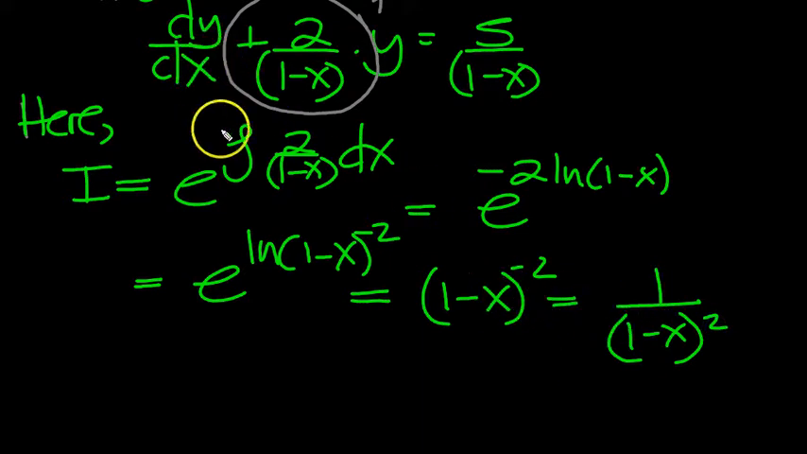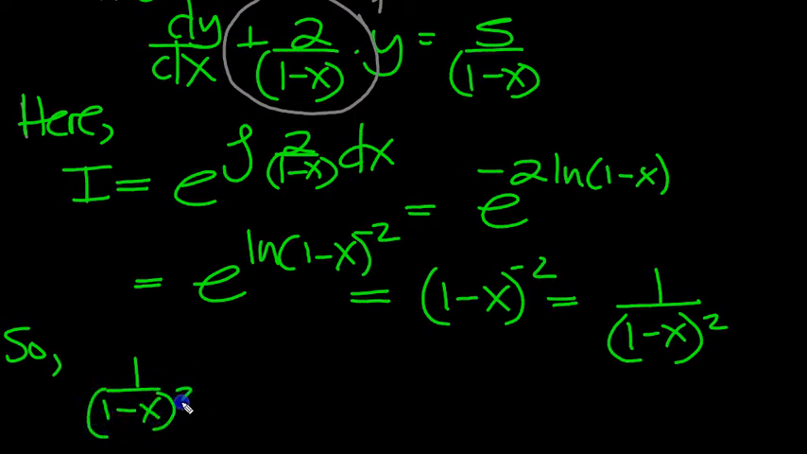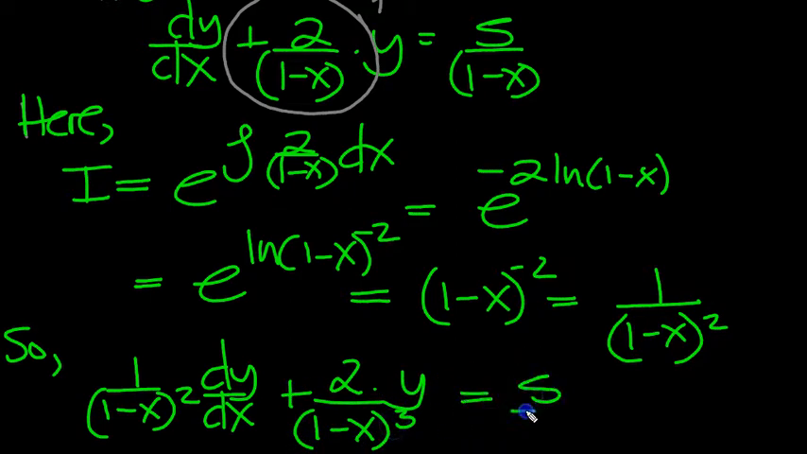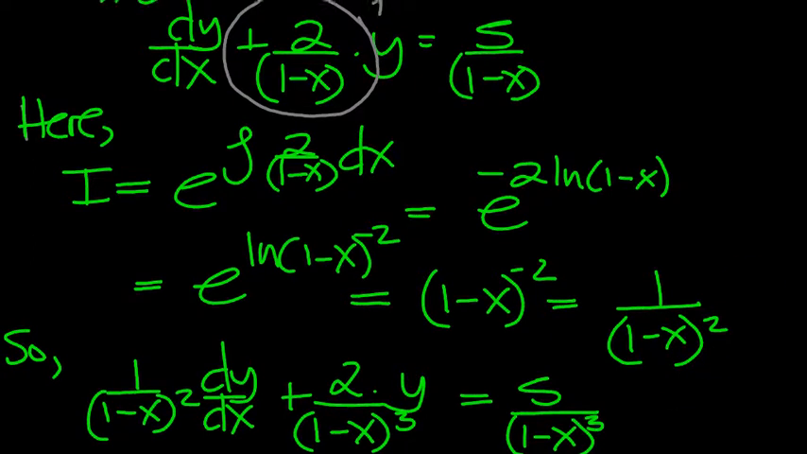So let's multiply through by this then. Let's multiply through by our integrating factor, and we'll have 1 over 1 minus x squared dy dx. Then it's plus 2 lots of y over, there's already a 1 minus x there, there's 2 more here, so we'll end up with a 1 minus x cubed, isn't it? Cubed is equal to 5 over, and again there's 1 minus x already there, so that will make a 1 minus x cubed. Okay, so that's what we've got there.